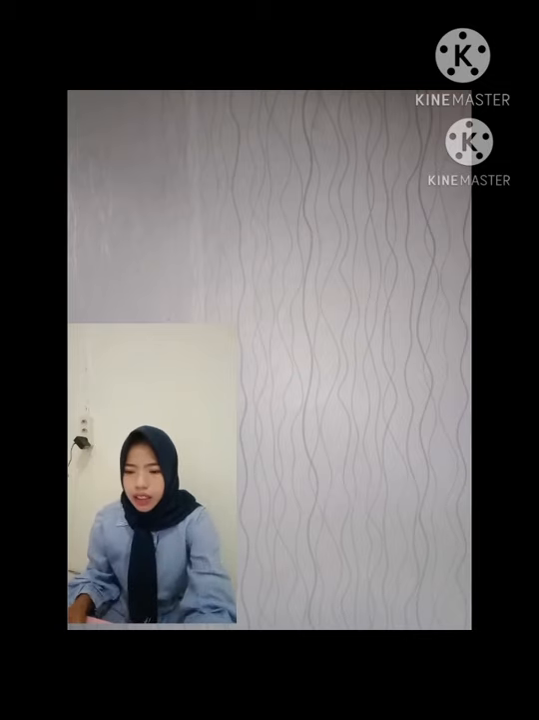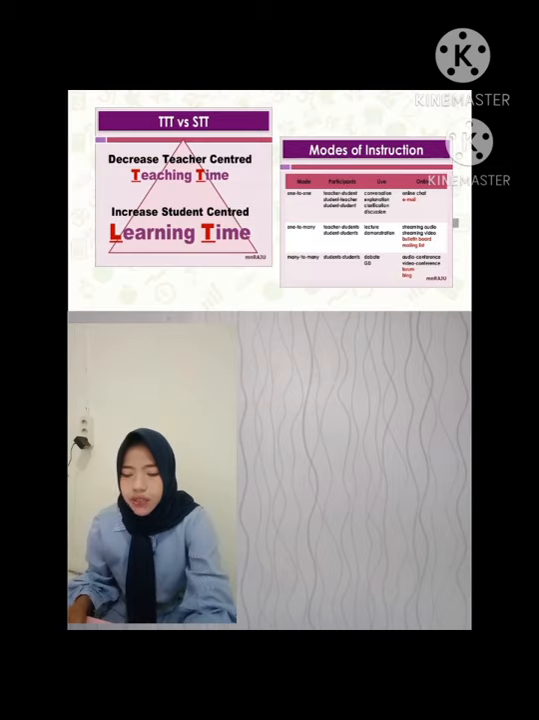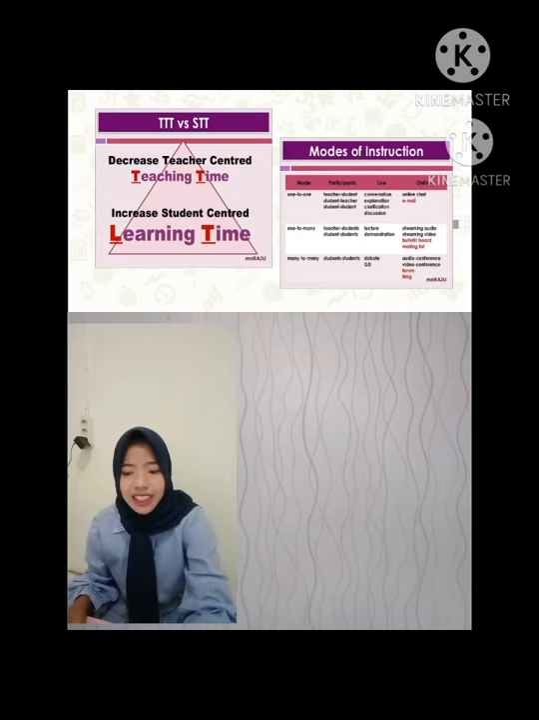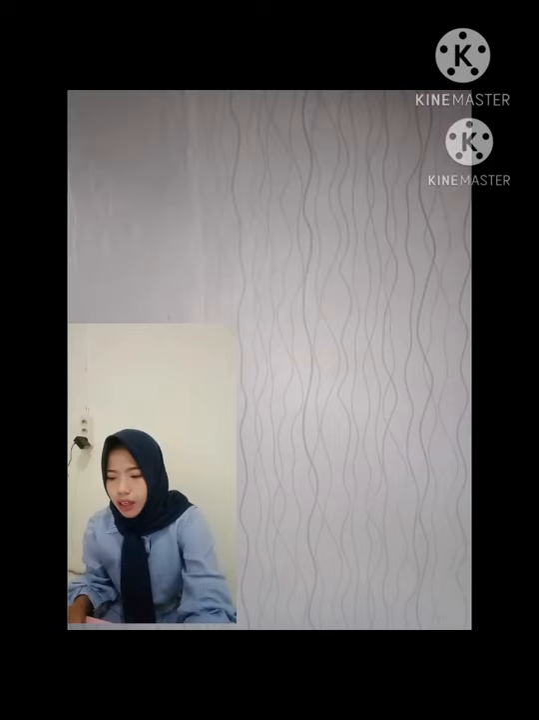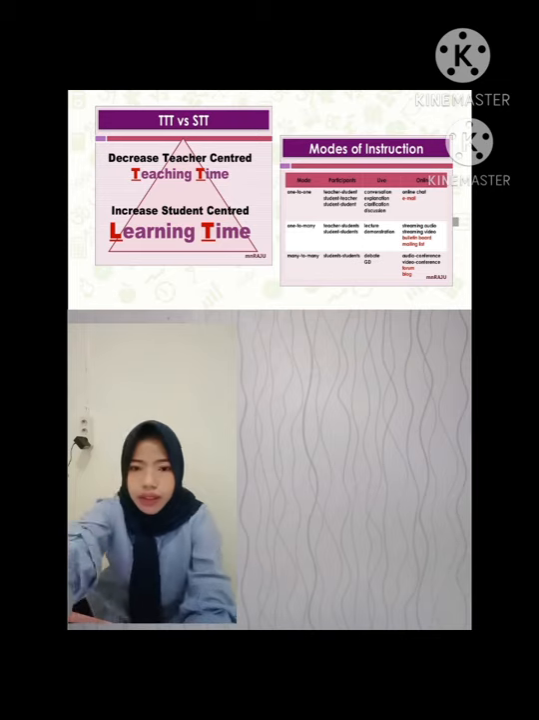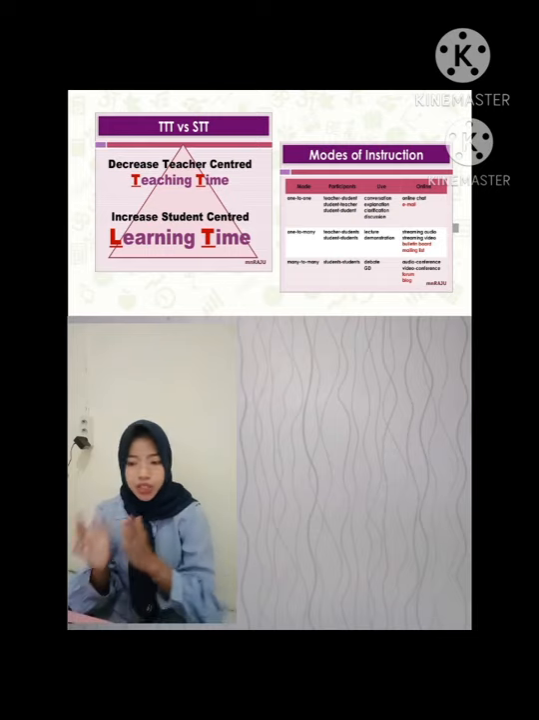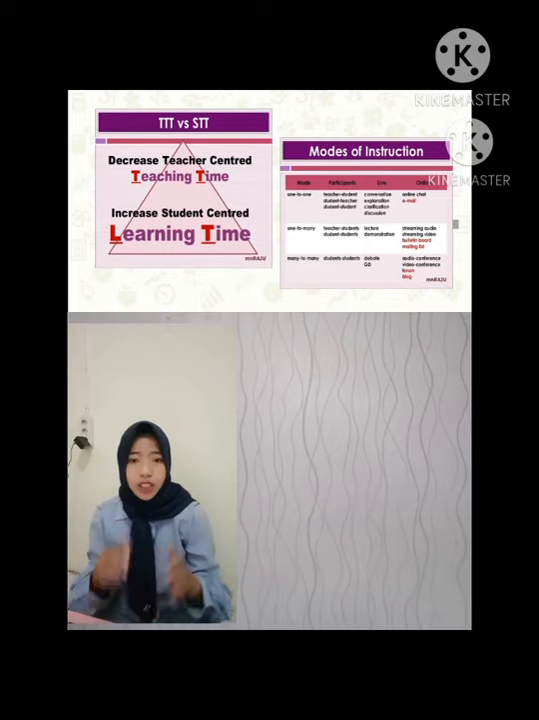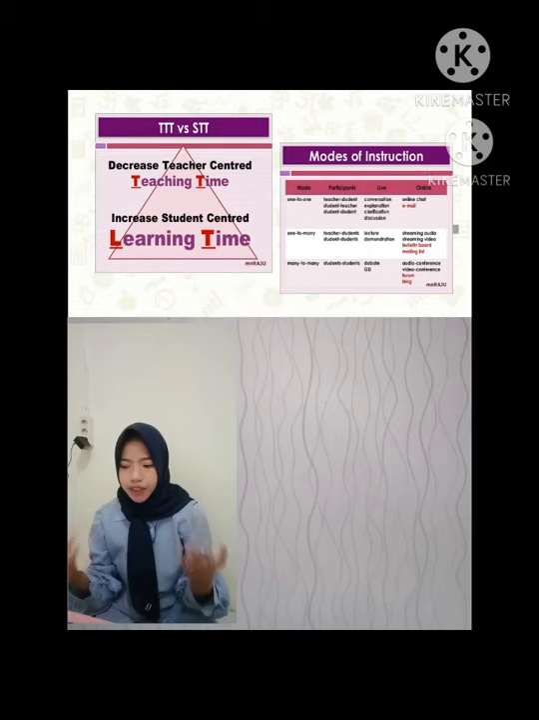Okay, here is some graphic to describe classroom management. TTT versus STT. TTT means teacher talking time versus STT, which means student talking time. The teacher should decrease teacher-centered time and should increase student talking time. And modes of instruction. In the student talking time, the mode is one-to-one, participants teacher and student, student and teacher, and student. And the activities are such as conversation, explanation, clarification, and discussion.